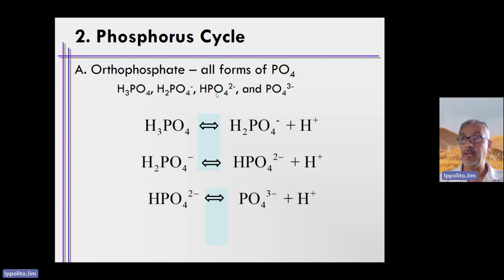Right? And you can see that as we move from the right to the left, there's more and more hydrogens, which tells you something. What it tells you is as you move from the right to the left, there's more acidity present, more free hydrogen ions. So way over on the left, H3PO4, this is highly acidic. And this is actually referred to as phosphoric acid.